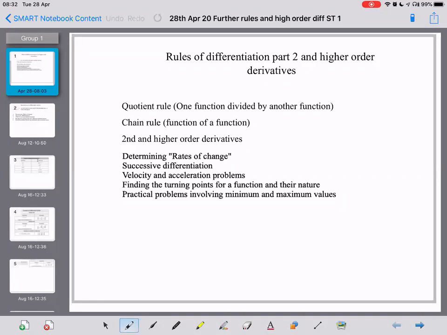We're going to carry on with the rules of differentiation this week, covering the quotient and chain rules, and have a little bit of a look at second and higher order derivatives, and then start to talk about rates of change, successive differentiation, working towards actually doing some engineering problems involving differentiation.